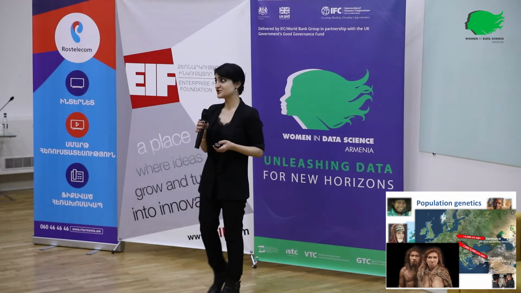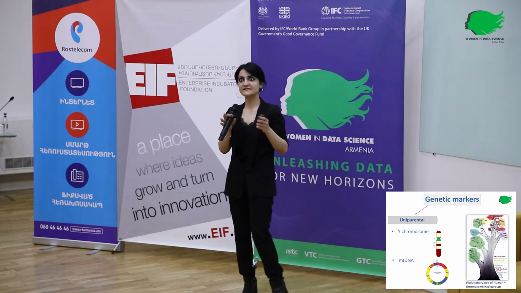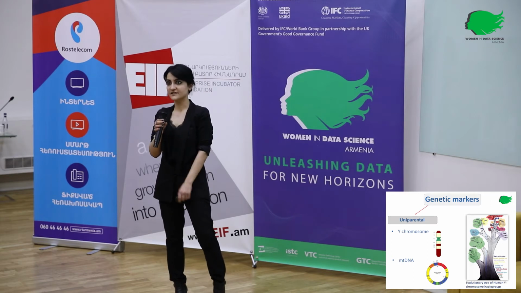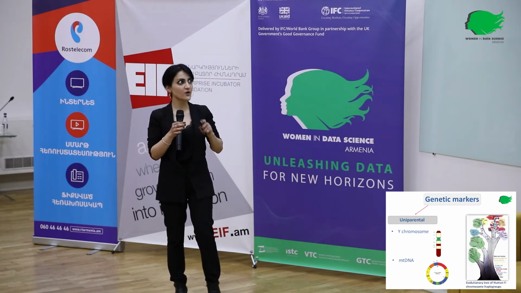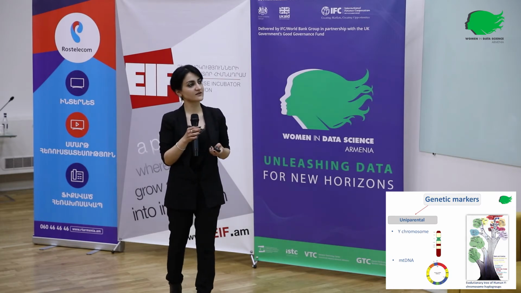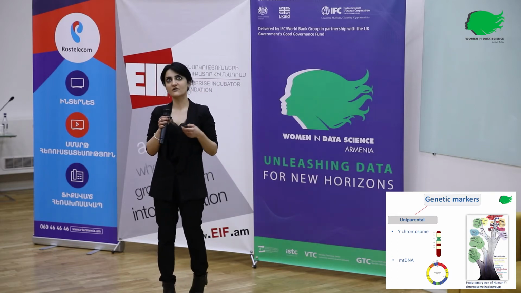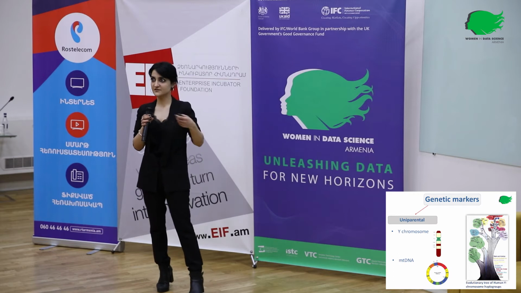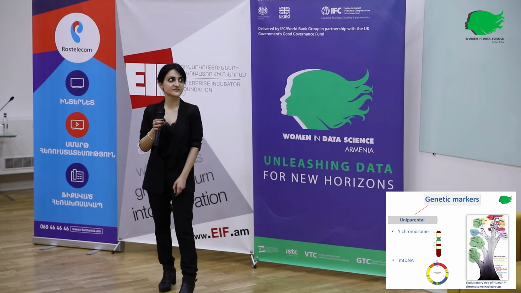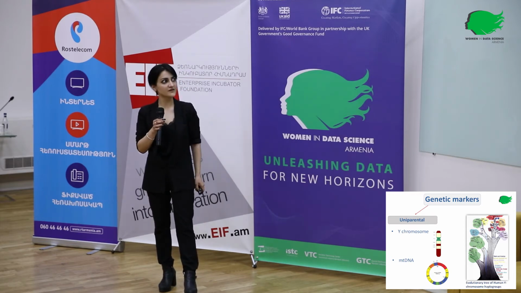So if we talk about genetic markers used in population genetics, we can formally divide them into two groups. The first group is uniparental markers, which means that they are transmitted solely from one of our parents. We can talk here about the Y chromosome, which is passed down on the paternal side, from father to son. And we can talk about mitochondrial DNA, which is transmitted from the maternal lineage, from our mother.